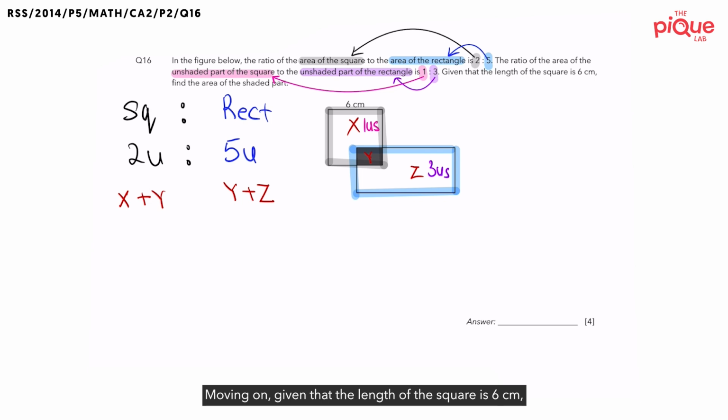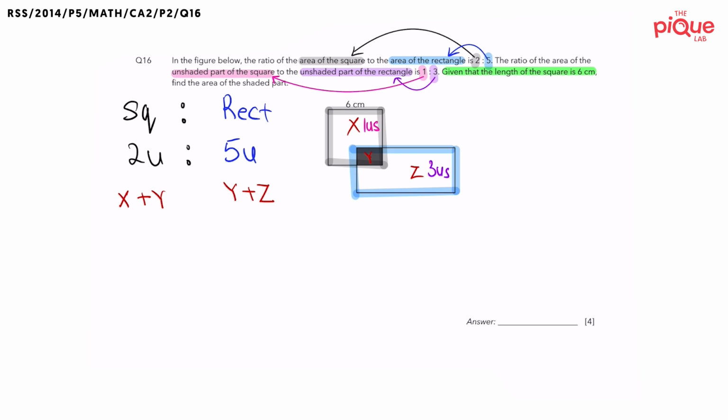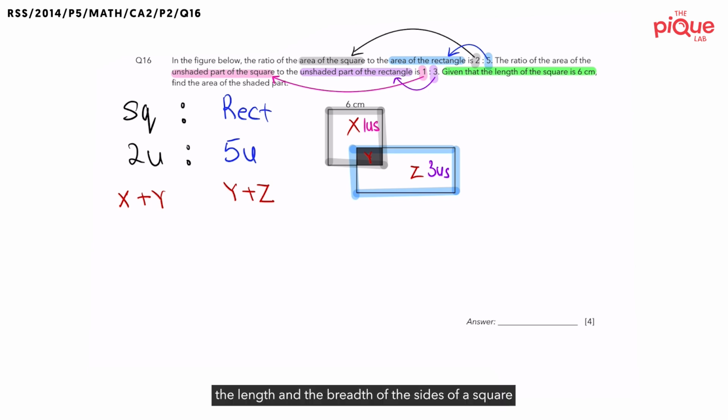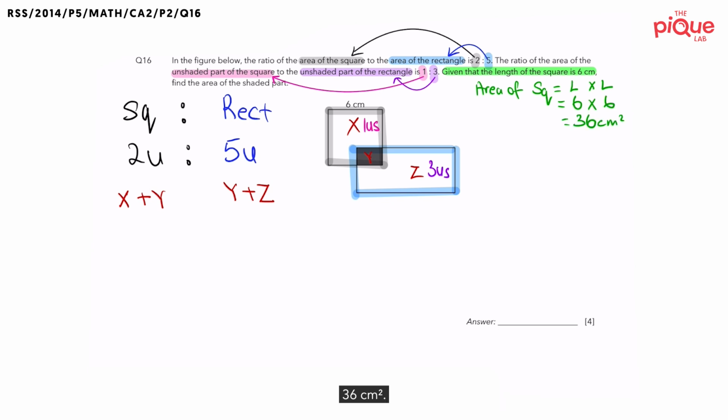Moving on, given that the length of the square is 6 cm, this is a really useful information. Recall the properties of a square. The length and the breadth of the sides of a square are the same, which naturally leads us to finding the area of the square, and that is 6 multiplied by 6, giving us the answer 36 cm squared. Can we find the area of the rectangle? Sure, but how?